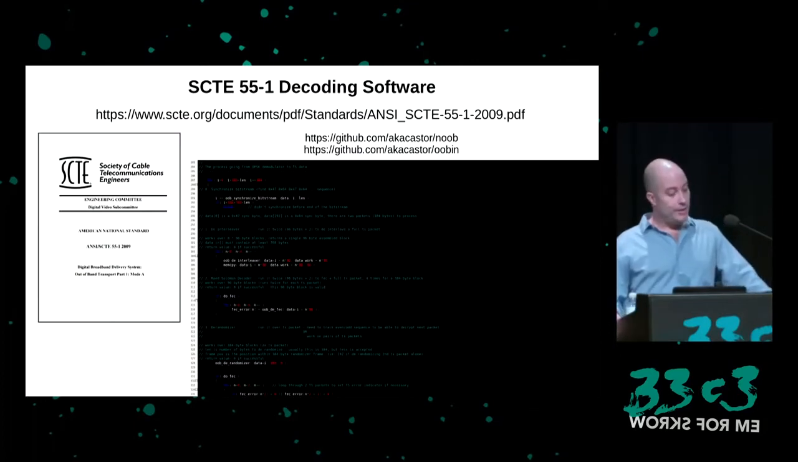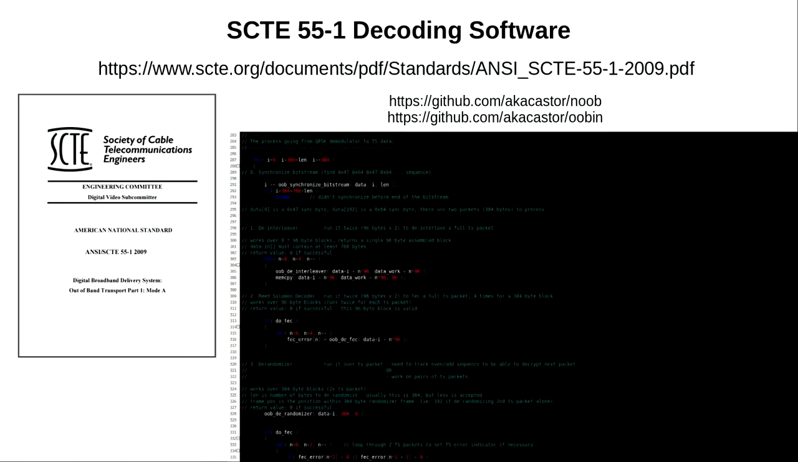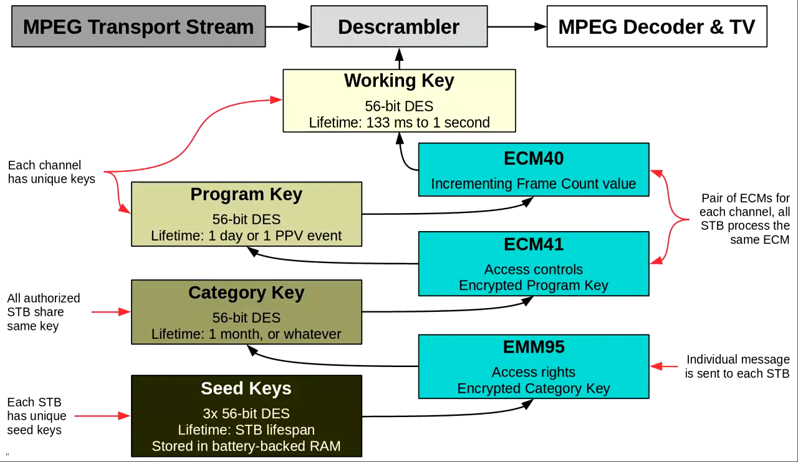Two bits in each packet will indicate if the packet is scrambled with the even key, odd key, or not scrambled at all. The keys change at short intervals. DVB systems typically would change every 5 to 30 seconds, DC2 every 133 milliseconds or 1 second.